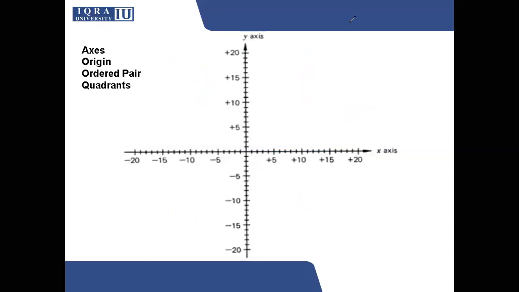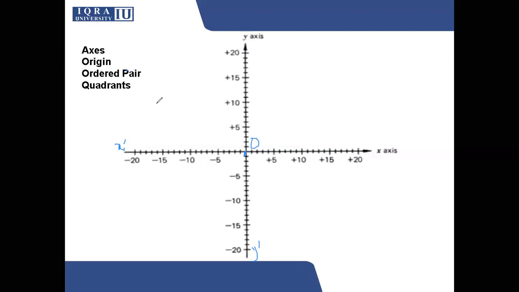The Cartesian plane is made up of two axes, the x-axis and the y-axis. The lower parts are sometimes called the negative x-axis and the negative y-axis, and the part above is called the positive axis. The part right here in the middle is called the origin, and it is denoted by an O.